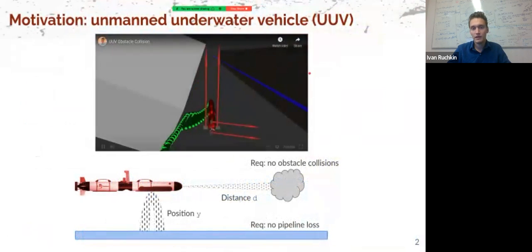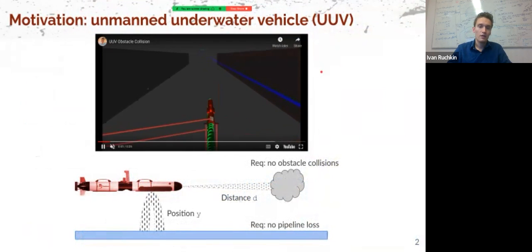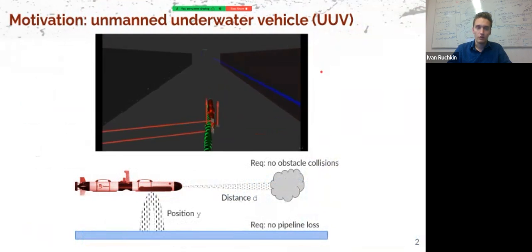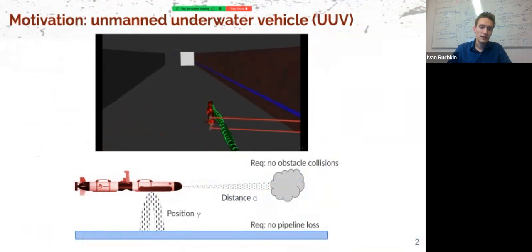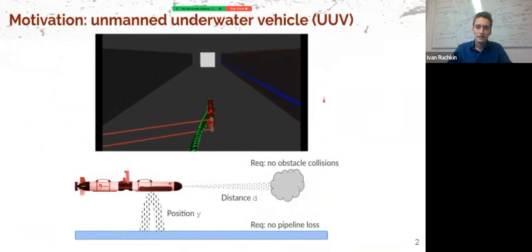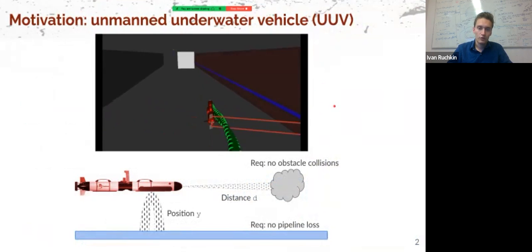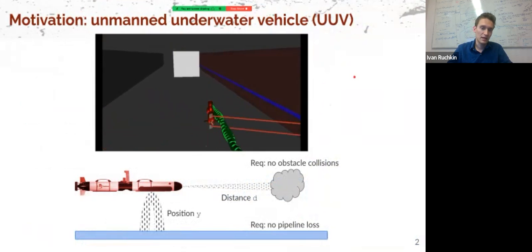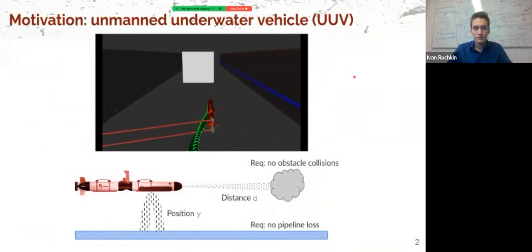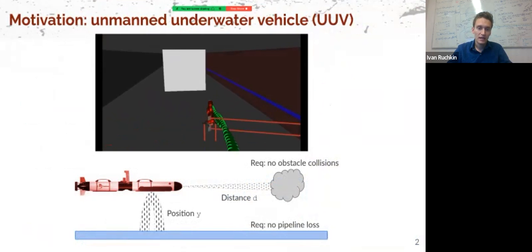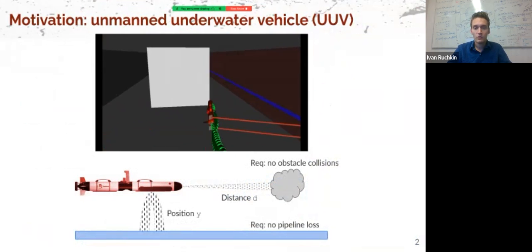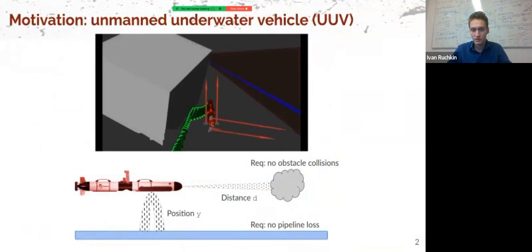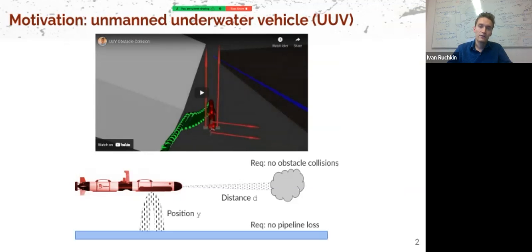Let's start with a motivating scenario. Think of the unmanned underwater vehicle, or UUV. This is basically an autonomous torpedo that has to scan the blue pipeline for cracks and also avoid obstacles represented here with this gray box. Obstacles like fish, ships, debris, and others. As you can see in this video, the neural network controller fails to avoid this obstacle and crashes. And that's the kind of failures that we would like to anticipate.